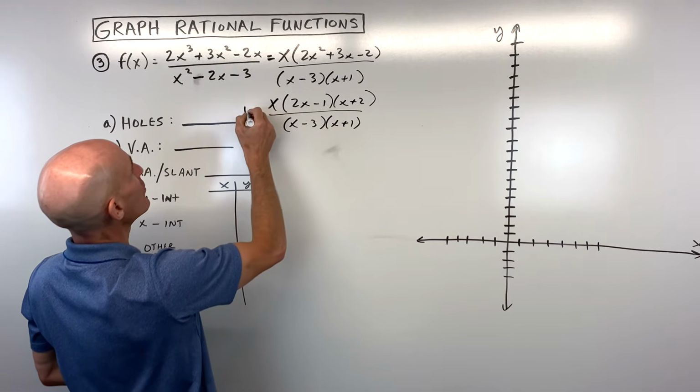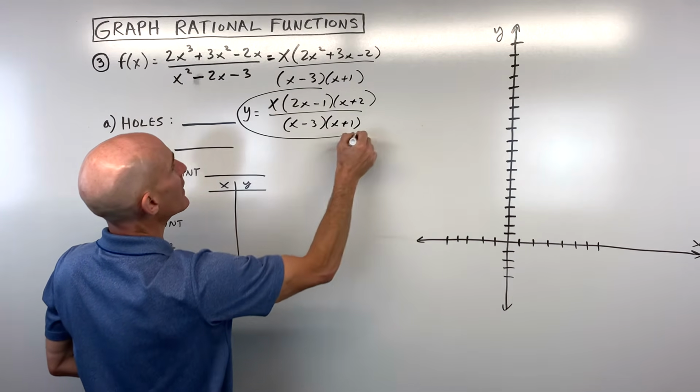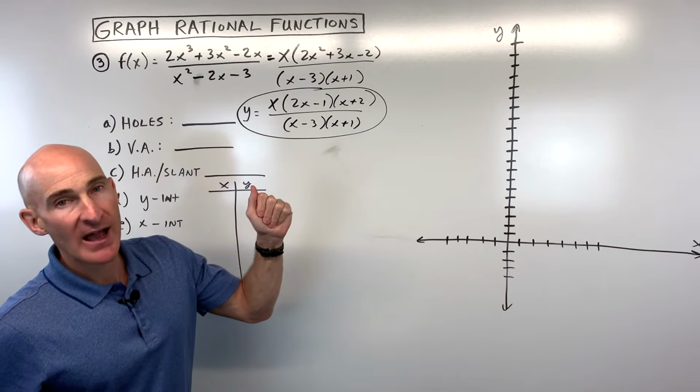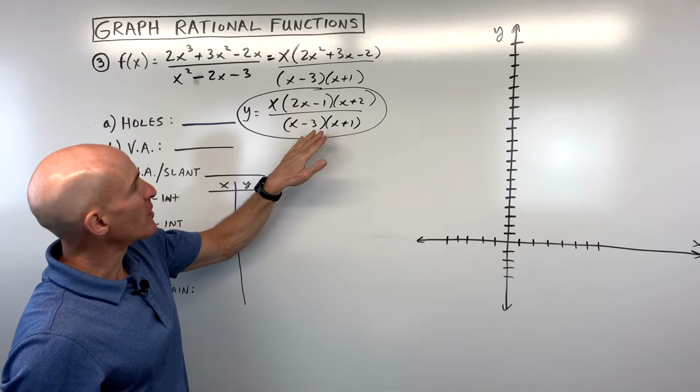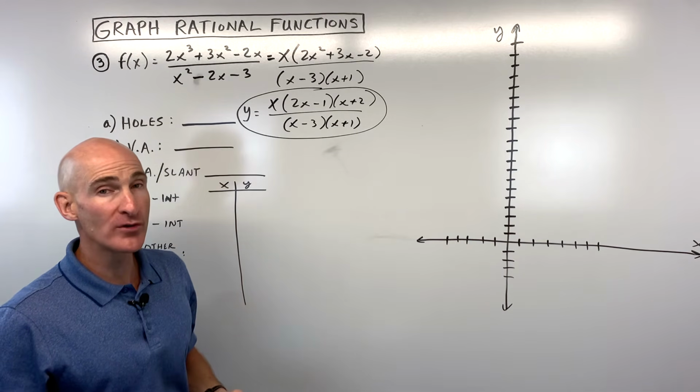Okay, so basically our equation is going to look like this guy right here. Let's circle that. Okay, in factored form. So the first thing we want to analyze is, are there any factors in the numerator that cancel with factors in the denominator? If there are, we know there's going to be some holes in our graph.